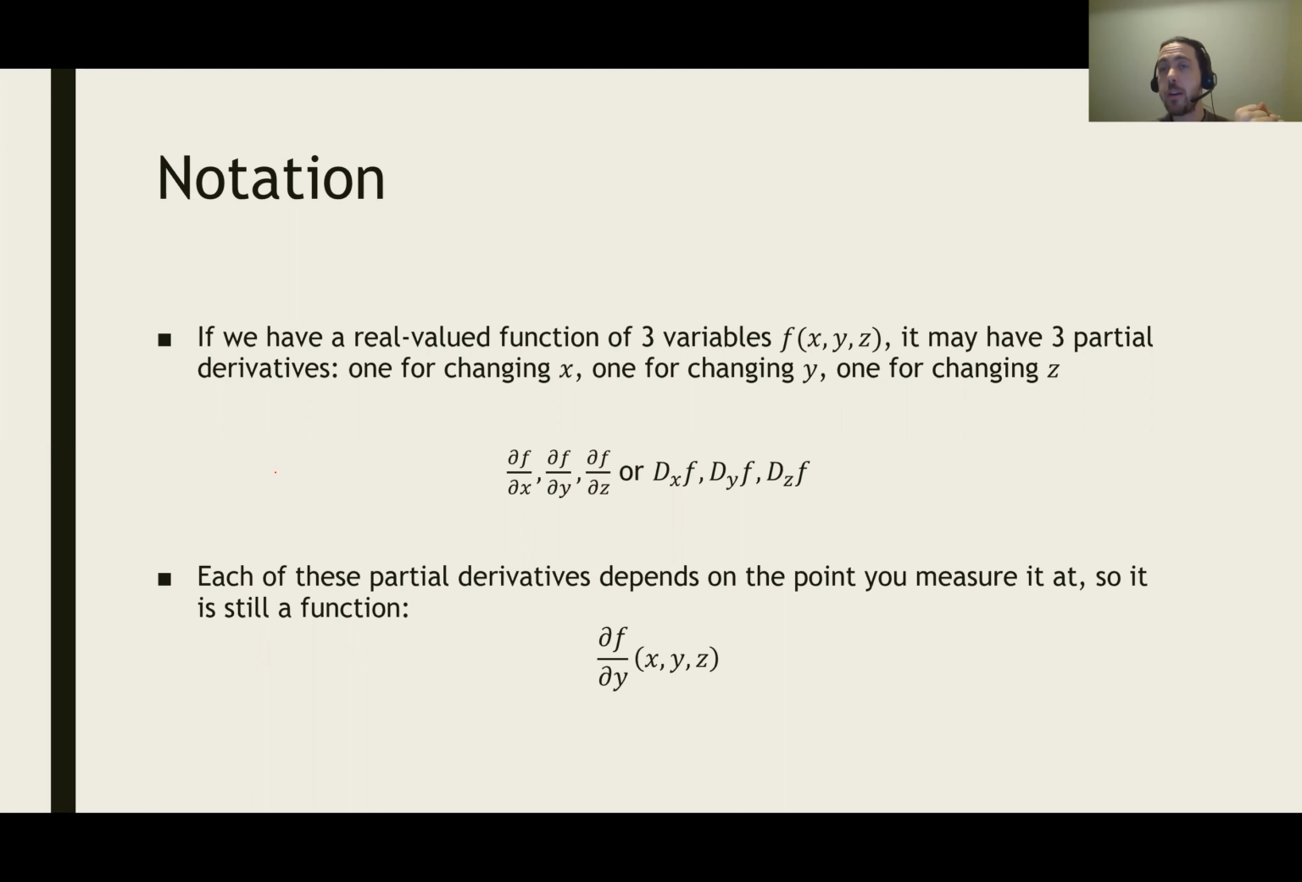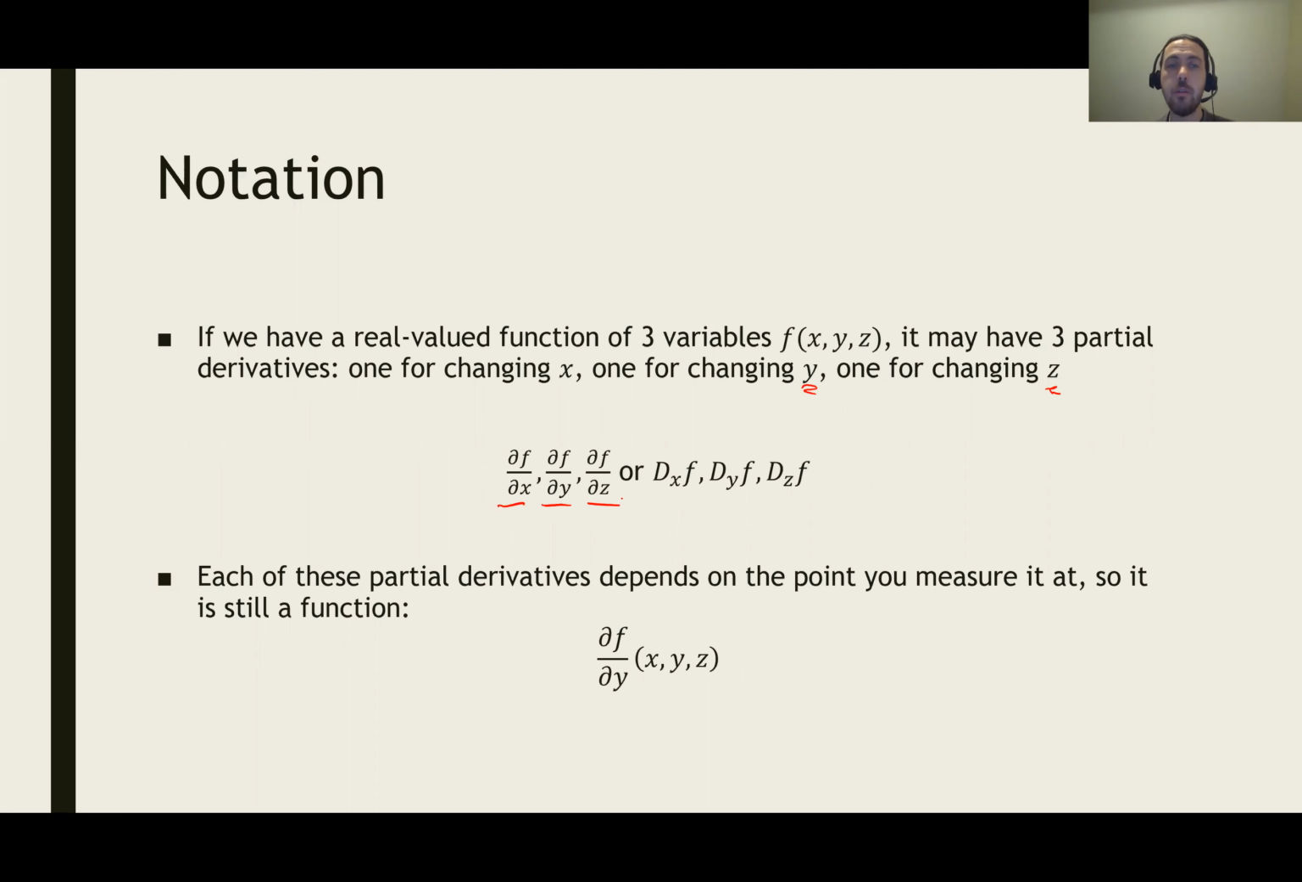We can calculate the derivative that tells us what happens if we change x and leave y and z constant. We have one that tells us what happens if we change y and leave x and z constant, or one for telling us what happens if we change z and leave x and y constant. Those give us 3 different partial derivatives: the x derivative, the y derivative, and the z derivative.